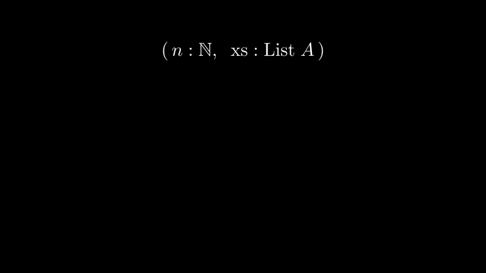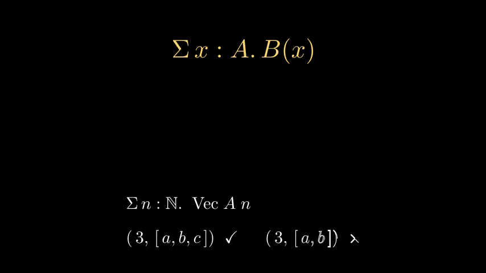Suppose we want a pair that holds a number and a list and forces the number to match the list's length. A plain product won't do. Nothing stops us from pairing 5 with the 3-element list. What we need is a pair where the second slot's type can refer to the first slot's value. That is the dependent pair, written with a capital sigma. Pick a length n, then pick a vector of exactly that length. The mismatched pair on the right doesn't type check.